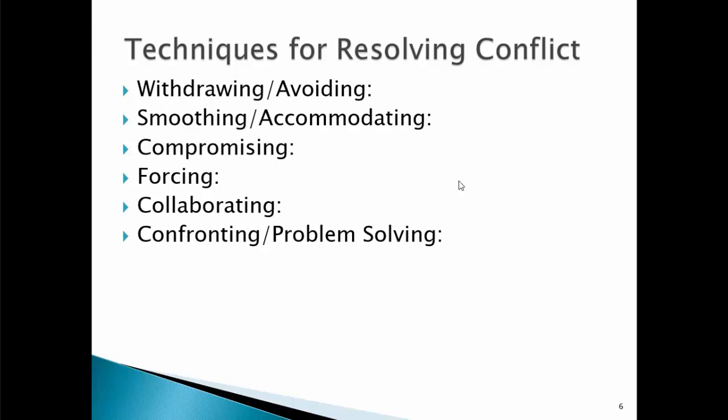Compromising, which is searching for a resolution or a solution that achieves satisfaction for others. We can also use the forcing technique, which is pushing one's point of view. We can use the collaboration technique, which is incorporating multiple opinions from different views. We can use confrontation or confronting, or problem solving, which is treating conflict as a problem with a set of alternatives, which requires open dialogue discussion.